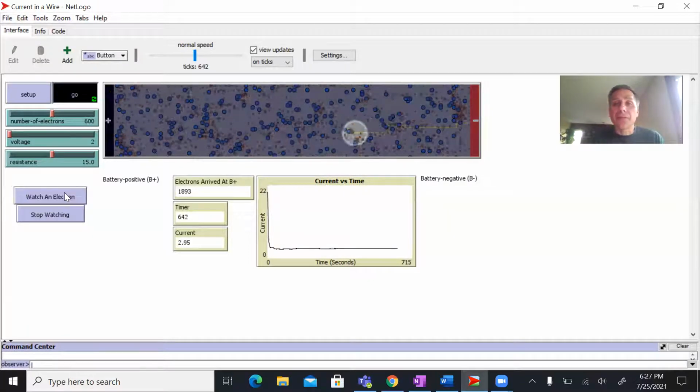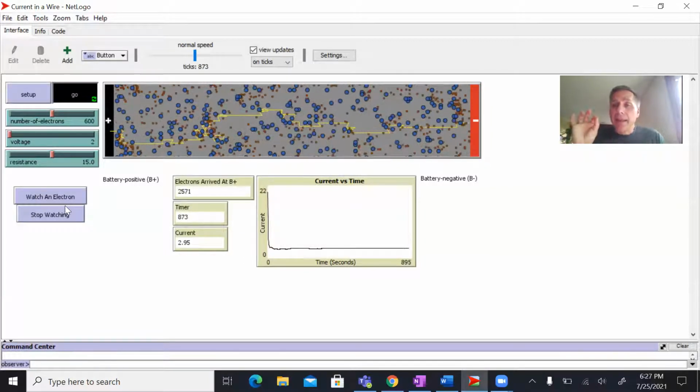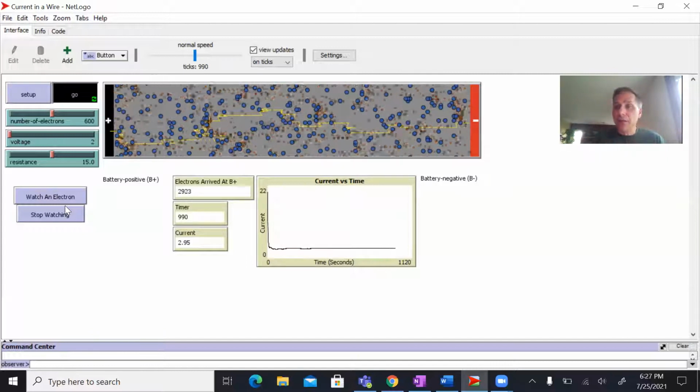Let me show you another one here. It's all random. Every electron has its own little path. Every electron is colliding in similar ways like this. And every collision, remember, is losing the electron energy to the material, and that's the heat that we're feeling.